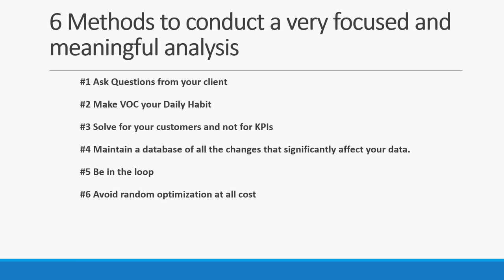So it's no longer a question about whether or not you need a process. It's more about how good your process is. Is it good enough to beat your competition? So that's how, by avoiding random optimization, you can greatly increase your ability to conduct a very focused and meaningful analysis. So these are the 6 methods through which you can conduct a very focused and meaningful analysis. That's how you can use Agile Analytics to quickly solve your conversion problems.